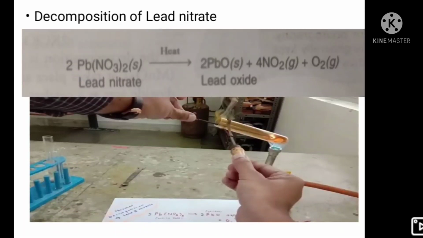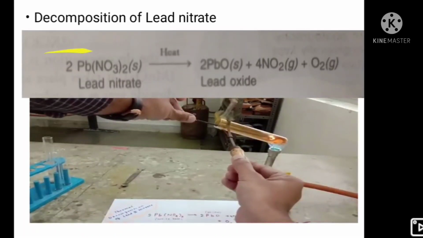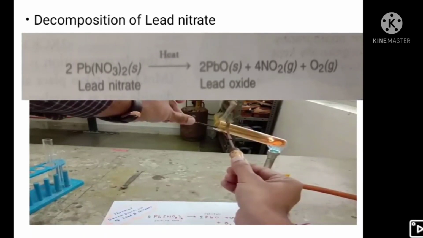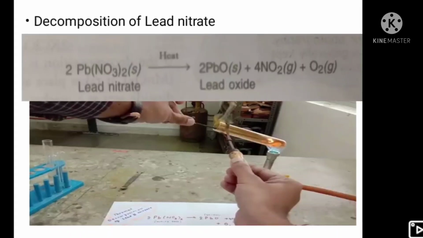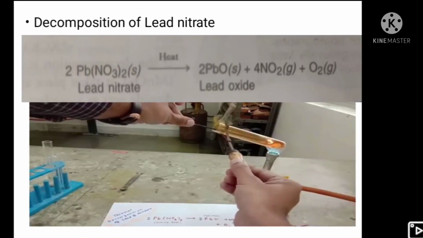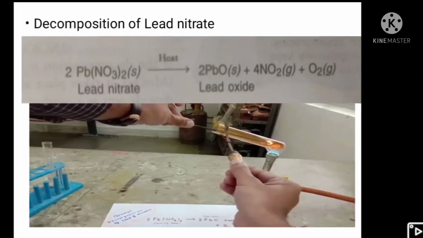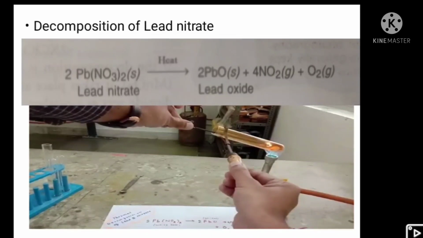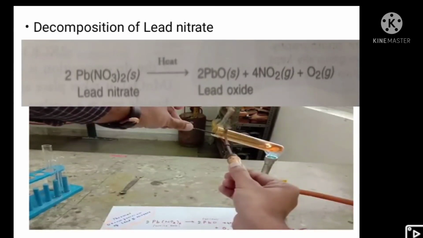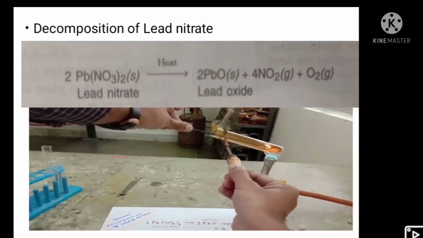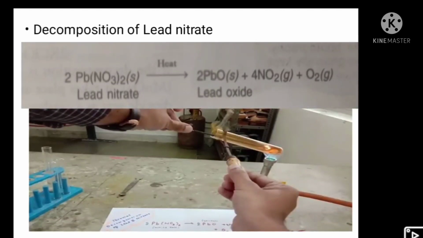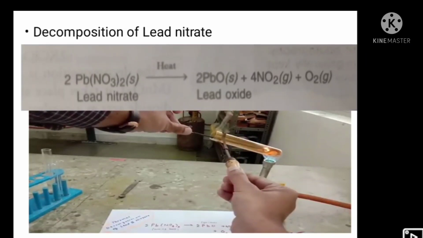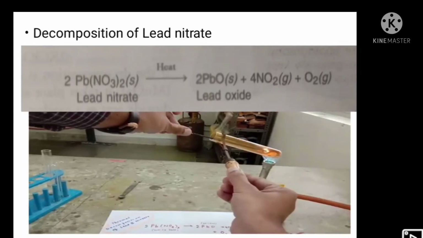Another example of thermal decomposition is that of lead nitrate. It is a white crystalline solid. When we heat crystals of lead nitrate in a test tube, reddish brown fumes with a pungent smell will be evolved. On analysis, these are found to be nitrogen dioxide. Here, the brown fumes formed are nitrogen dioxide. Along with that, oxygen gas is also evolved in the reaction.